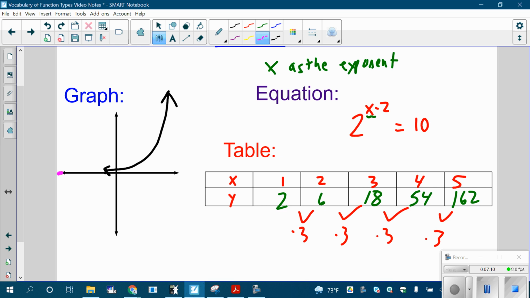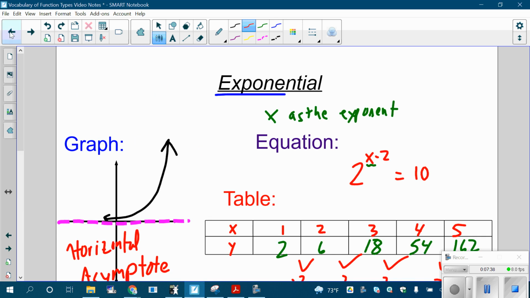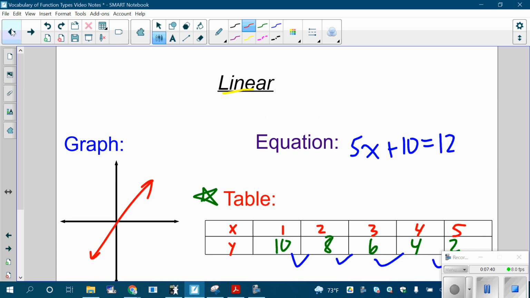There's also an important feature, which is this horizontal line that the exponential graph never touches. That is called a horizontal asymptote. I hope that word is somewhat familiar. We will talk about various functions that have asymptotes in this class. You should definitely know the graphs and the equations. Some of these tables are a little weird for some of these functions.